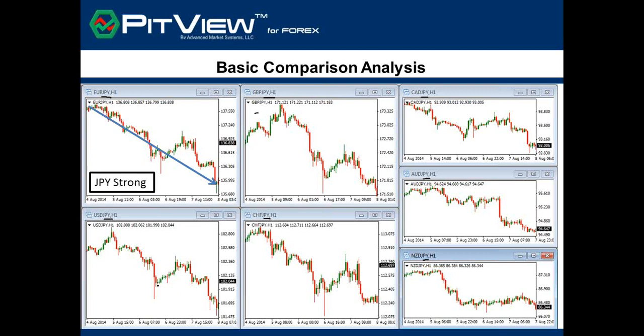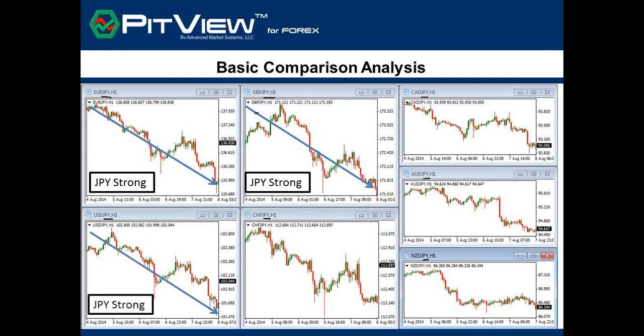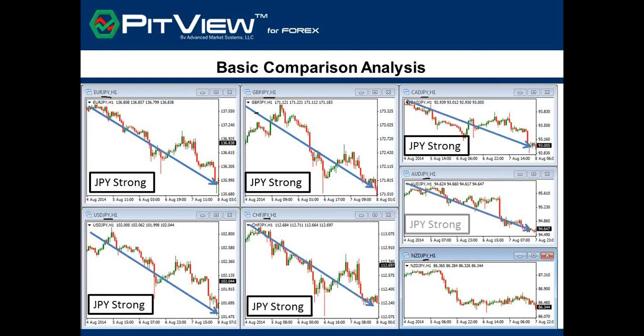Then if we were to look at the pound yen right up in here, that's going down. So that means the pound is getting weaker, yen is getting stronger. The Canadian yen, the dollar yen down in here, this is a short-term example. Dollar yen going down, dollar weaker, yen stronger. Swiss yen going down, Swiss weaker, yen stronger. Canadian yen going down, Canadian weaker, yen stronger. Aussie yen going down, Aussie weak, yen strong. And New Zealand yen going down, which means New Zealand weak and yen strong, of course.